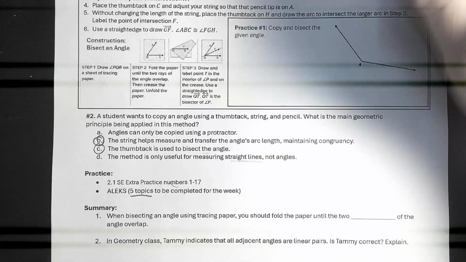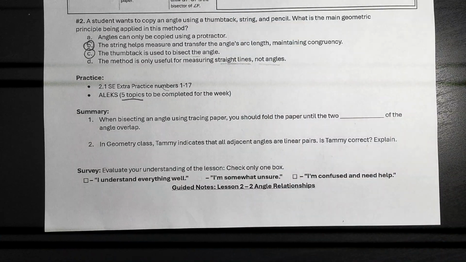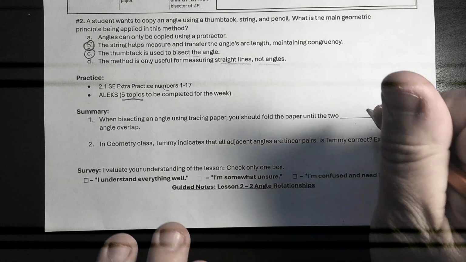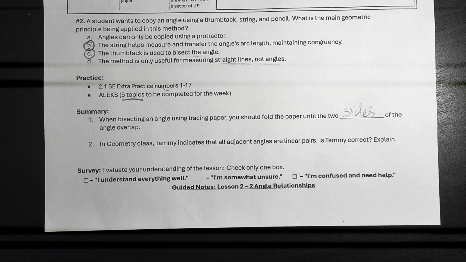All right, let's go down here just a little. All right, summary. When bisecting an angle using tracing paper, you should fold the paper until the 2 sides of the angle overlap. Even though we didn't do that, that's what they have. Number 2, in geometry class, Tammy indicates all adjacent angles are linear pairs. Is Tammy correct?